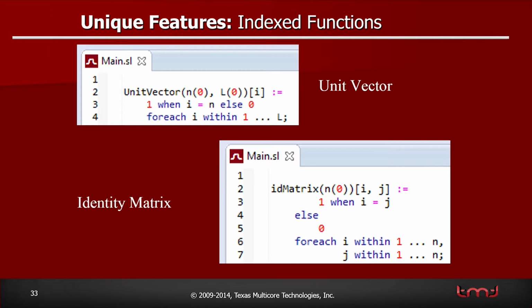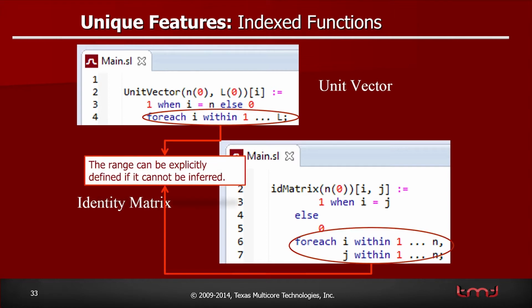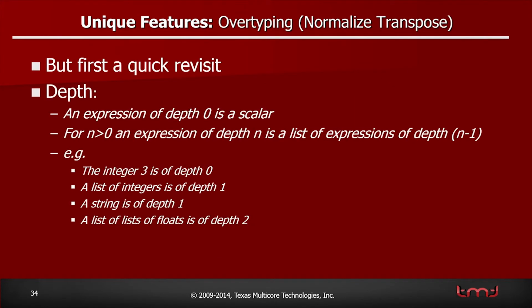Next, we have the function ID matrix, which returns the n by n identity matrix, or the 2D list which has 1s on the diagonal and 0s elsewhere. You'll notice that this function makes use of two free variables since it is defining a 2D list. This function is read as the element at i, j is 1 when i is equal to j, and is 0 otherwise. Again, the range of i and j must be specified. The ranges of free variables can also be explicitly defined when the developer would like to overwrite the inferred range.